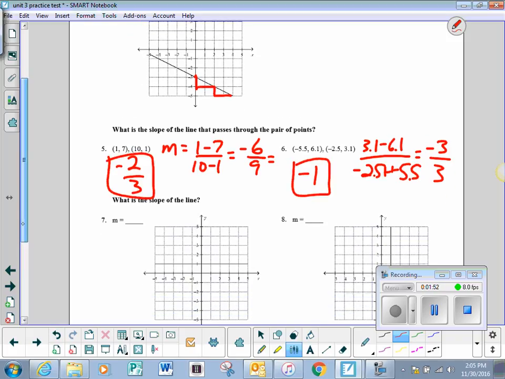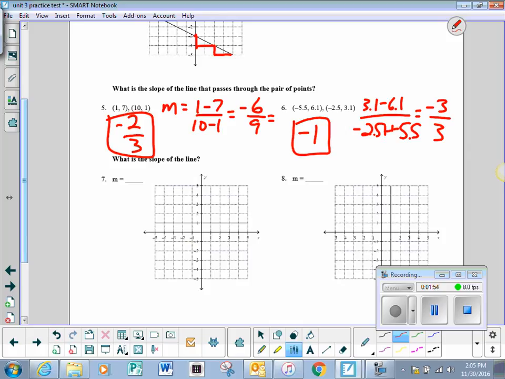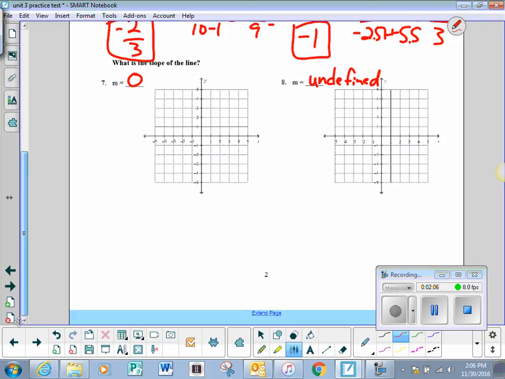Okay, what is the slope of this line here? A horizontal line is 0, and a vertical line is undefined. Next, number 9.